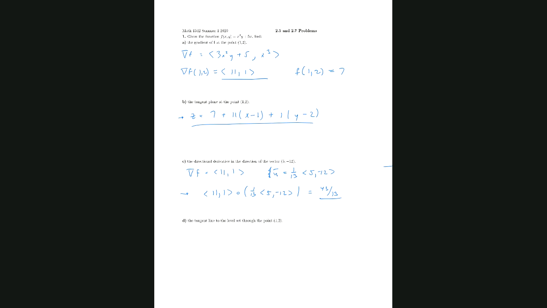And now what is the tangent line at the point (1, 2)? Yeah, pretty much all the information we need. So it's kind of a subset almost of what your answer in B is. So what is the tangent line to the level set?